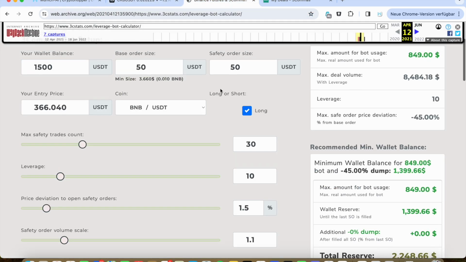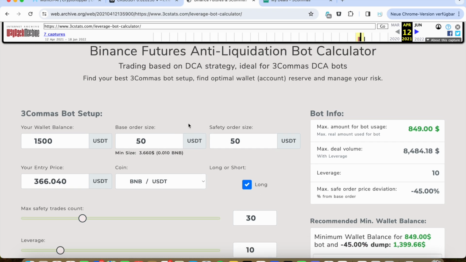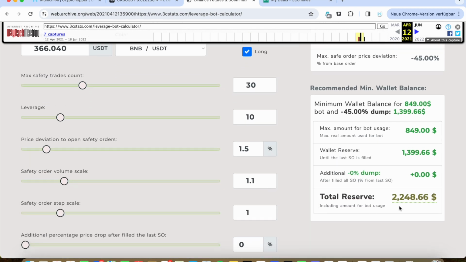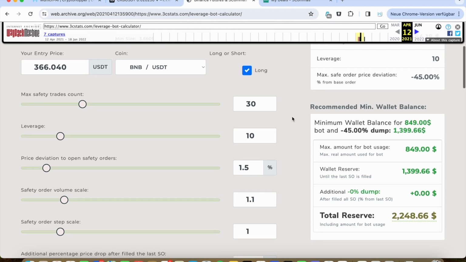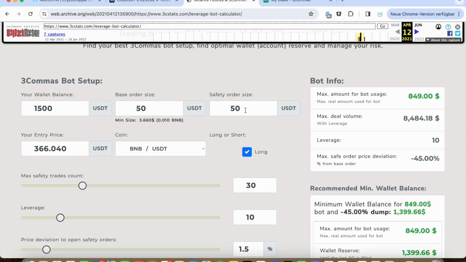If we put the strategy into the calculator, as you know, my favorite calculator here, we would use, for example, let's say 50 USDT on base and safety, and we'll use 10x leverage. And here you would need roughly 2,000, which is not that much for a bot which basically never fails. You can also go down to 25 or, I don't know, 30, but I wouldn't go so low because you want to increase your profits faster.